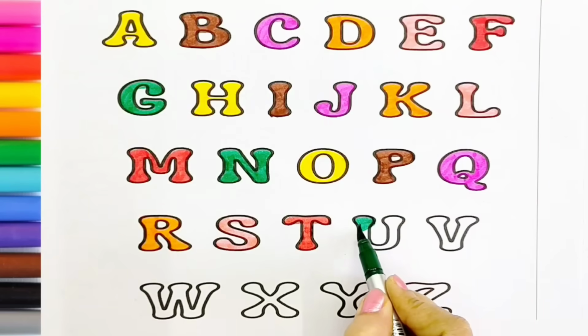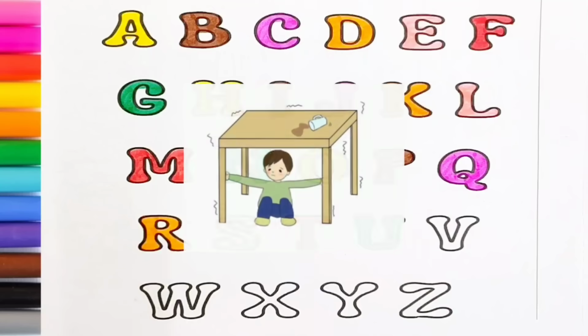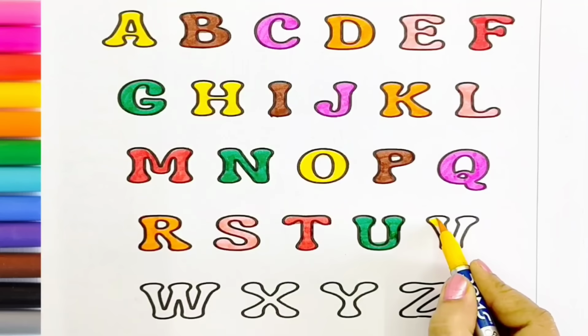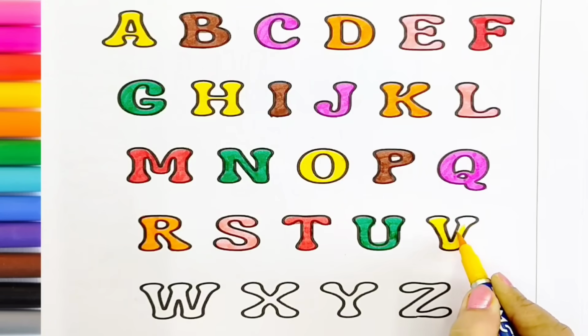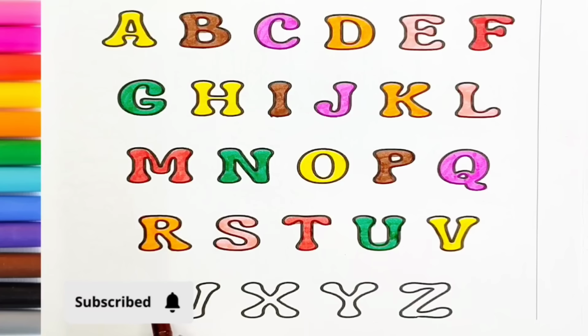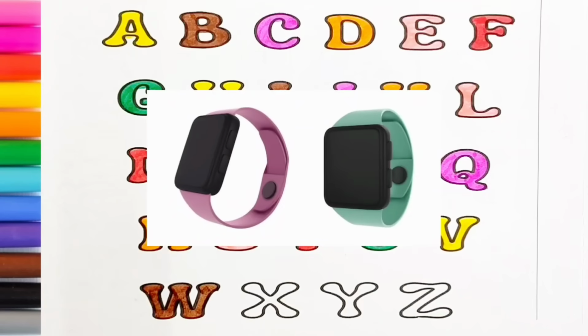Dark green color U. U for under. Yellow color V. V for fan. Brown color W. W for watch.